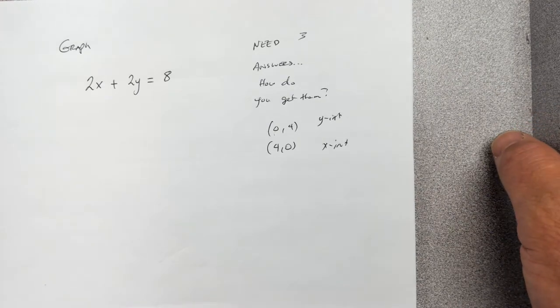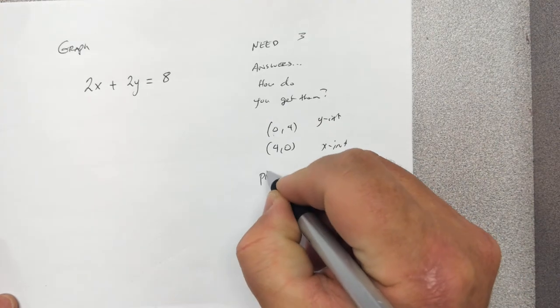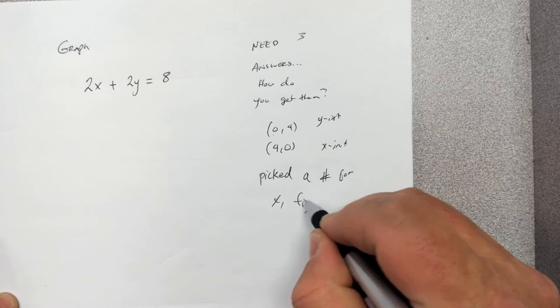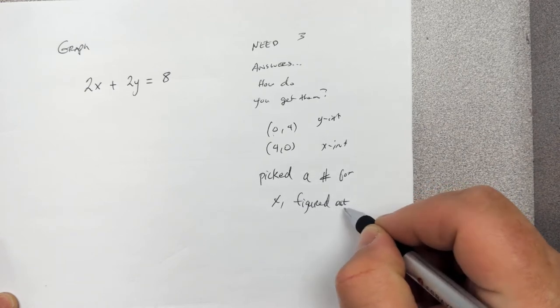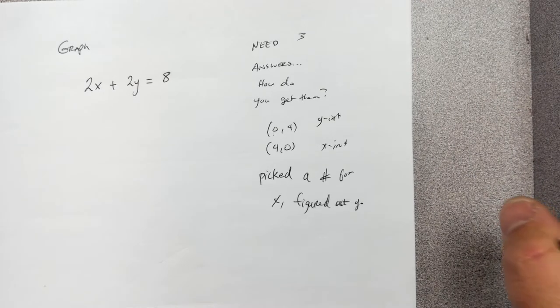Yolanda, how did you find your answers? What did you do? I started trying out numbers. When you say try out numbers, what do you mean? Well, the reason I'm asking is so that Evelyn can know what you did, and Jackie, and Daniela, and Gabby. Well, I just kind of picked two, and so I did two times two is four, plus two times two is four, so four plus four is eight. So you picked a number for x, whatever popped into your head, and then you figured out what Y was. That's right. That's how you do it.